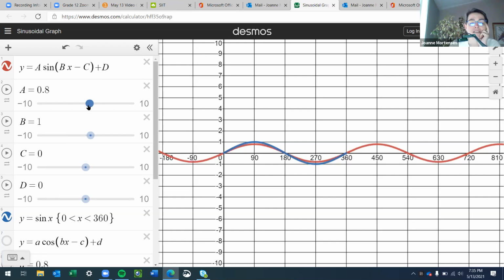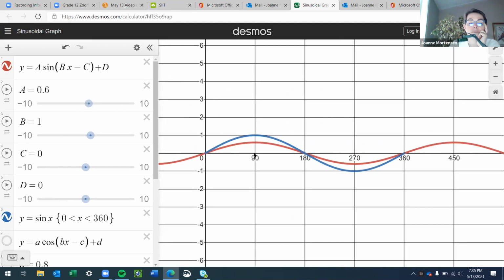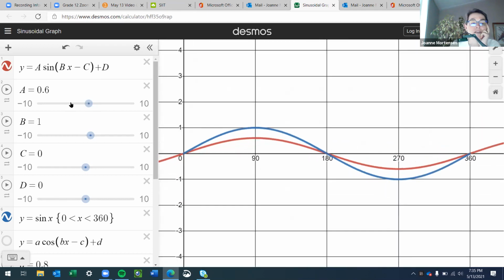Here we go. As this gets smaller, you can see my graph is actually flattening out. Let me just zoom in and you can maybe see a little bit better, right? So if I make that, let's make it a half. My amplitude is now a half.